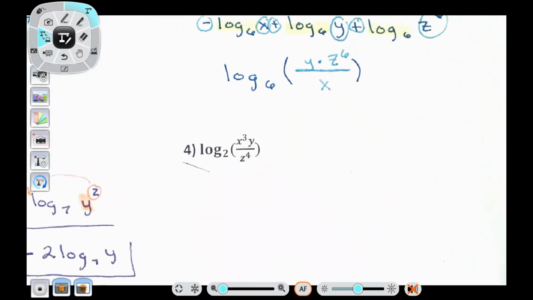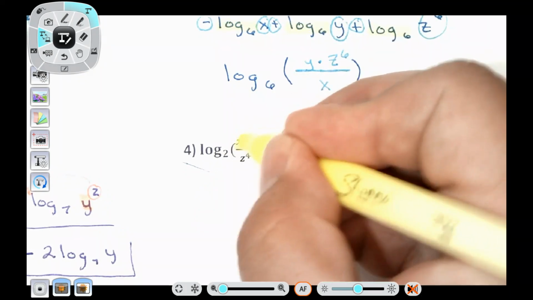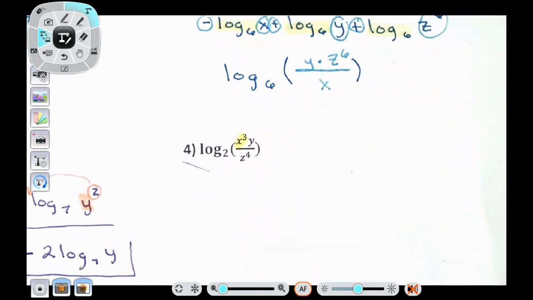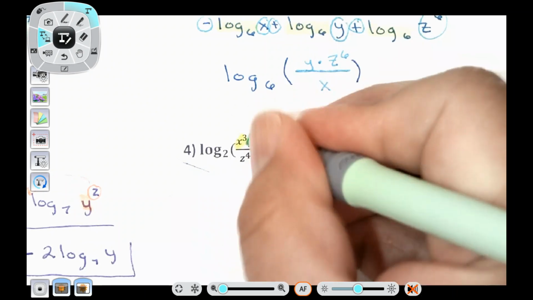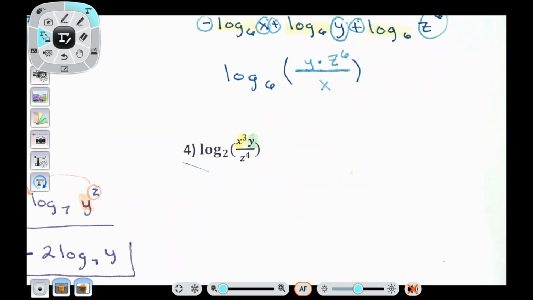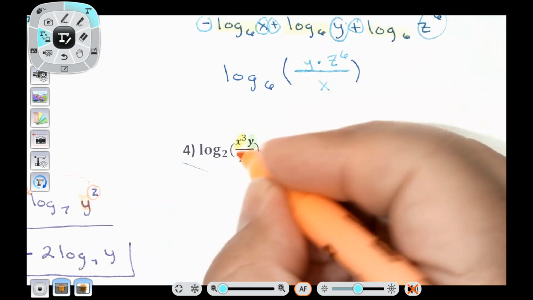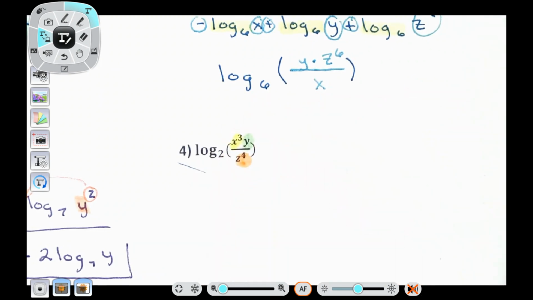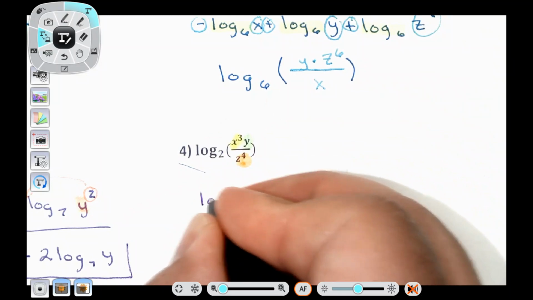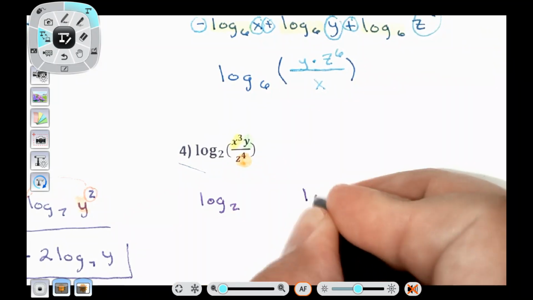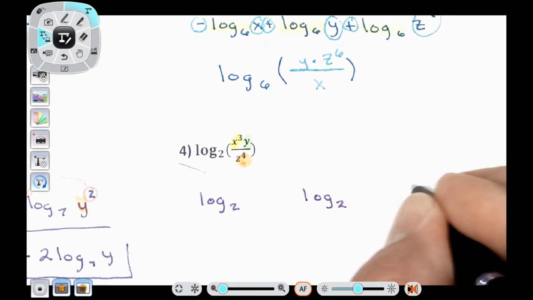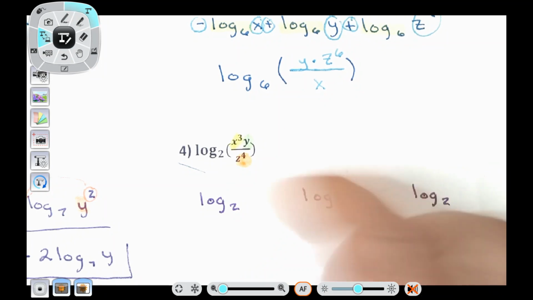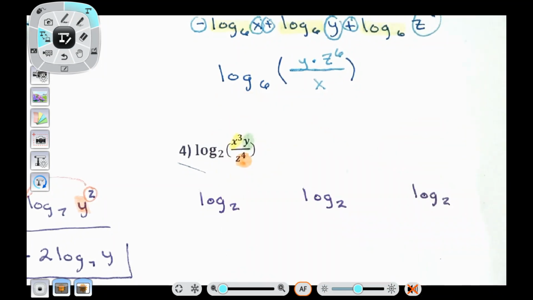So again, I look inside. There's an x. There is a y. And of course, there is a z at the bottom. So there are 3 bases, 3 things in this problem. Then I'm going to write the word log base 2 once, twice, 3 times. Why? Because there's 3 letters inside, 3 bases.